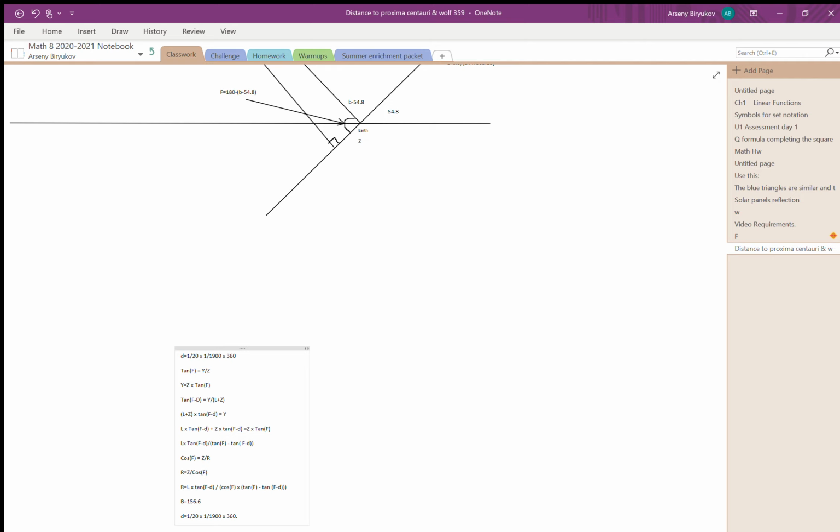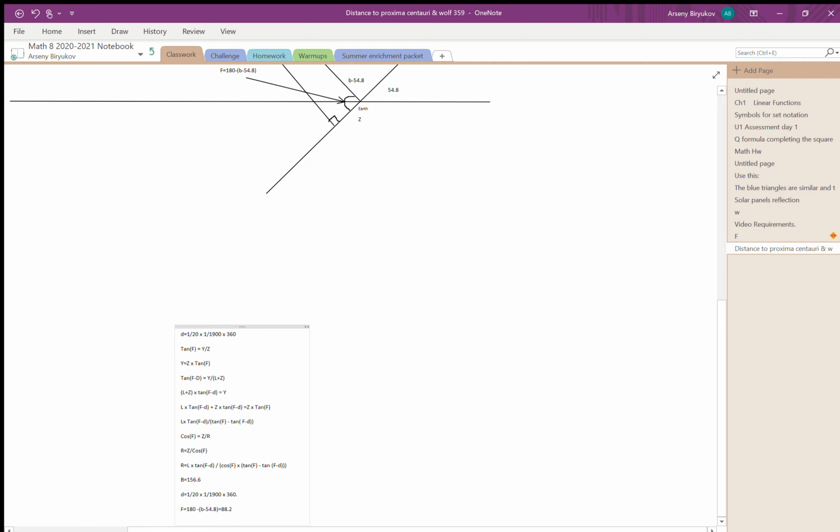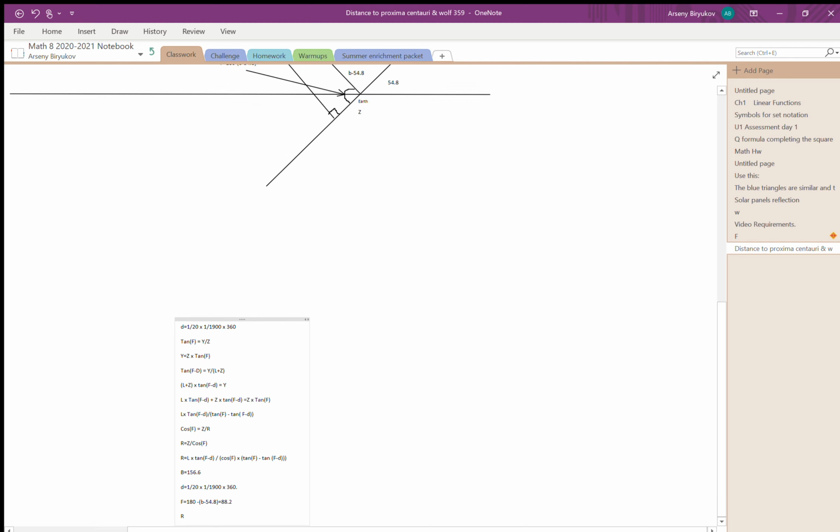We also know that F is equal to 180 minus (B minus 54.8), and this is equal to 88.2. If we plug these variables into the formula we made earlier, we will receive our final result for the distance to Proxima Centauri, which is R equal to 4.4822 light years to Proxima Centauri.